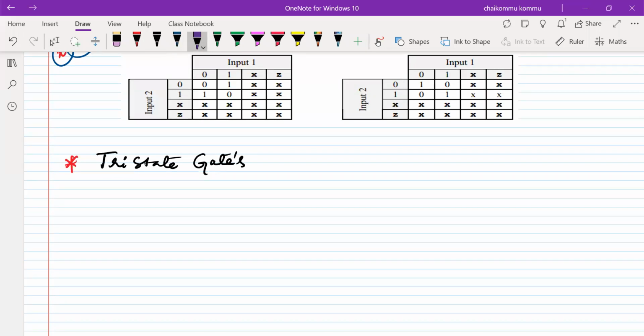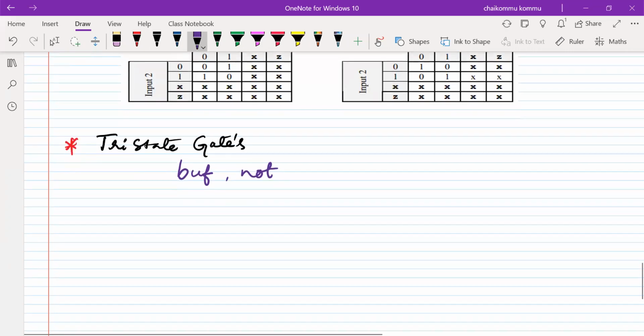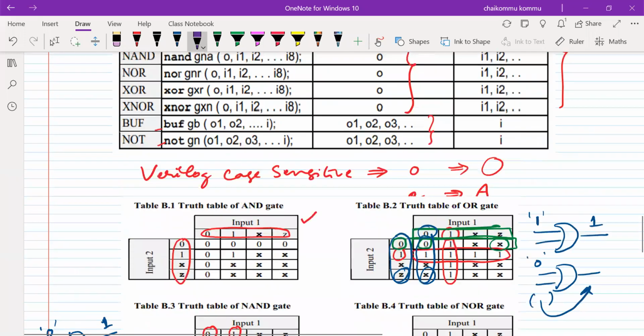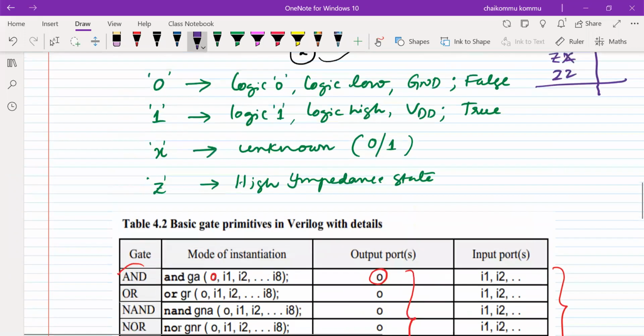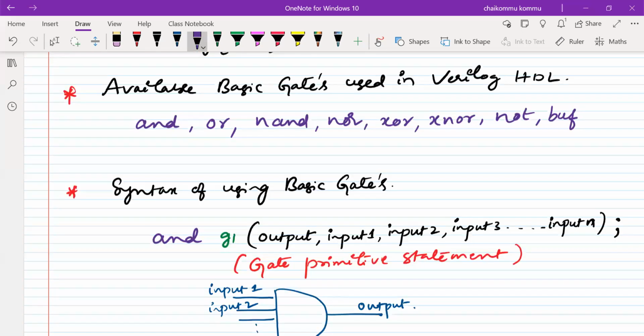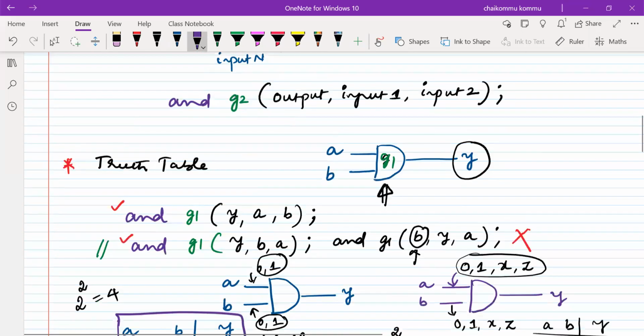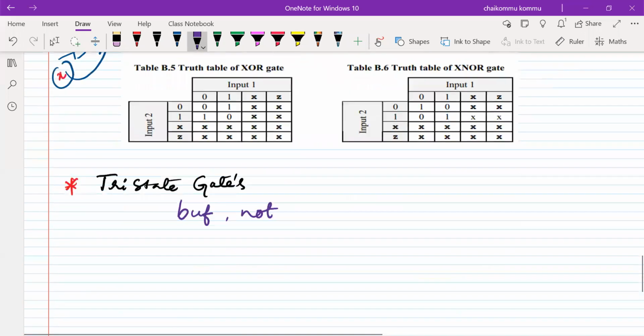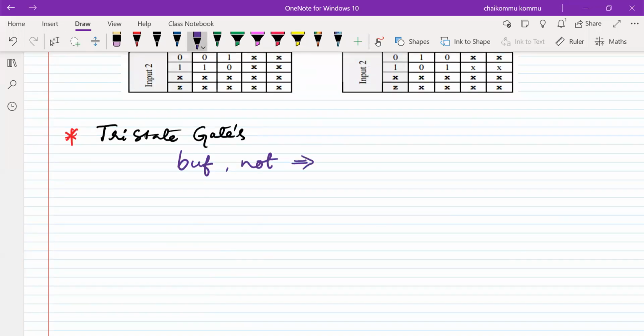One is called buf, and the next one is called NOT. Buf and NOT we can use in Verilog HDL as basic gates. You can see here, I have written it somewhere else. Buf and NOT we have used as basic gates, but here it is not directly buf and not. Instead we write it as bufif0, or rather, first I want to draw the diagram so that you can understand.